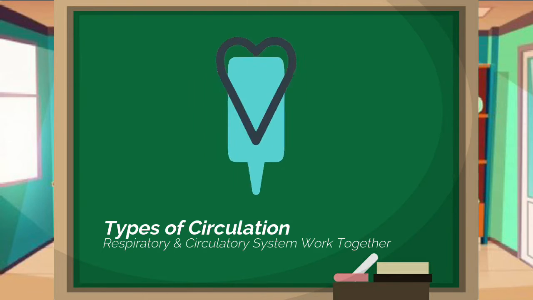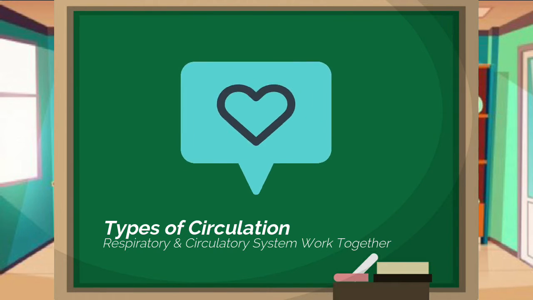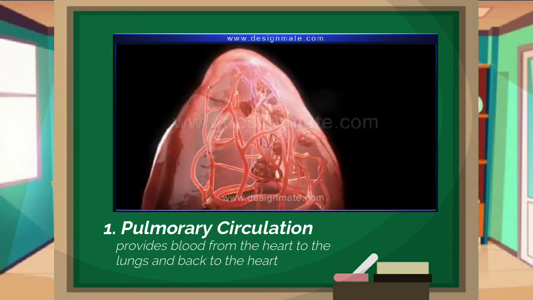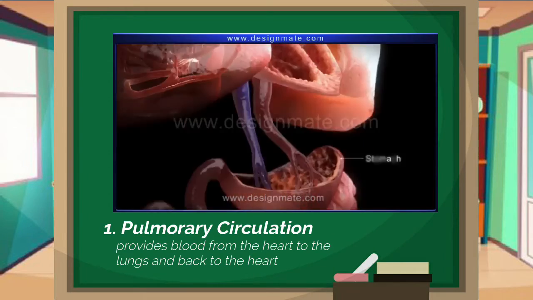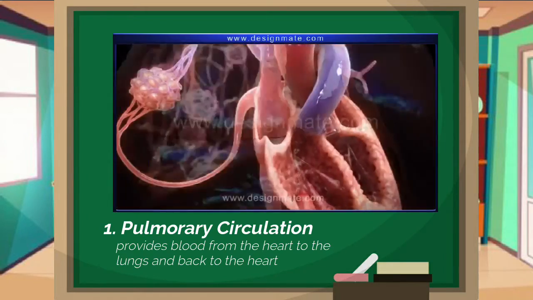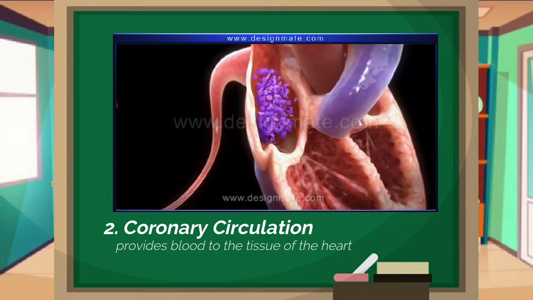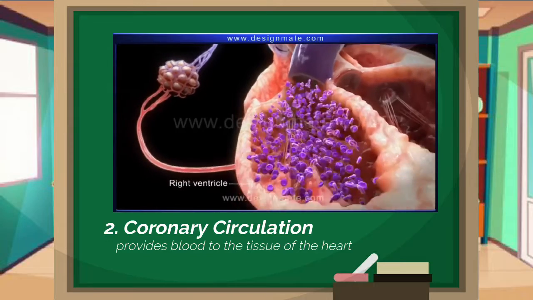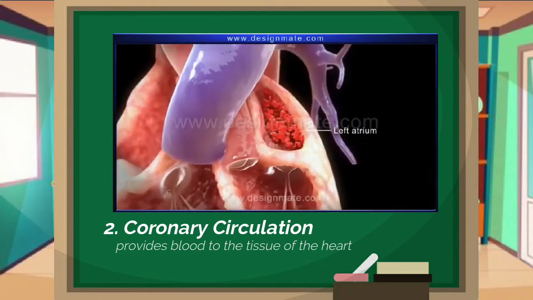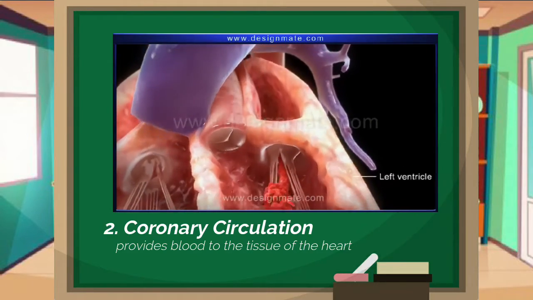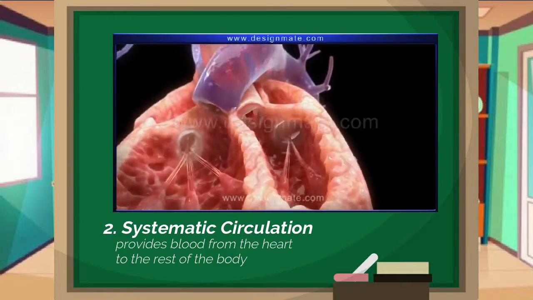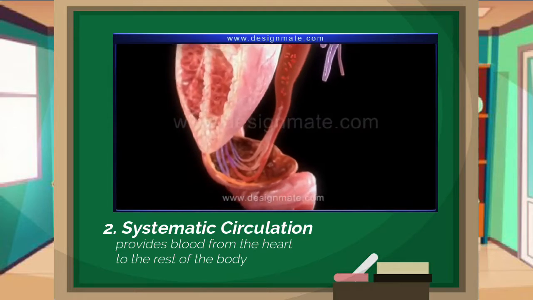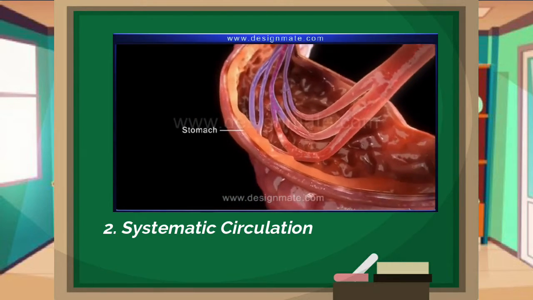The circuits illustrate the types of circulation. From there, we observe the pulmonary circulation. It is a circuit that provides blood from the heart to the lungs and back to the heart. The second one that we have observed is the coronary circulation. It is strictly a circuit that provides blood to the tissue of the heart. And lastly, the systemic circulation is a circuit that provides blood from the heart to the rest of the body, excluding the lung.